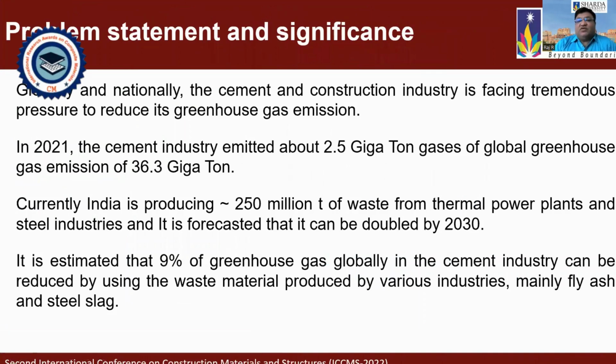As we all know, the cement industry is known for high CO2 emission, which is impacting the environment. We can see that 7% of the CO2 was emitted by the cement industry in 2021. India is producing about 250 million tons of waste material from thermal power plants and the steel industry, which is expected to double by 2030. 9% of greenhouse gases can be abated by using the waste material from different industries, and this also provides a clean environment for our society.